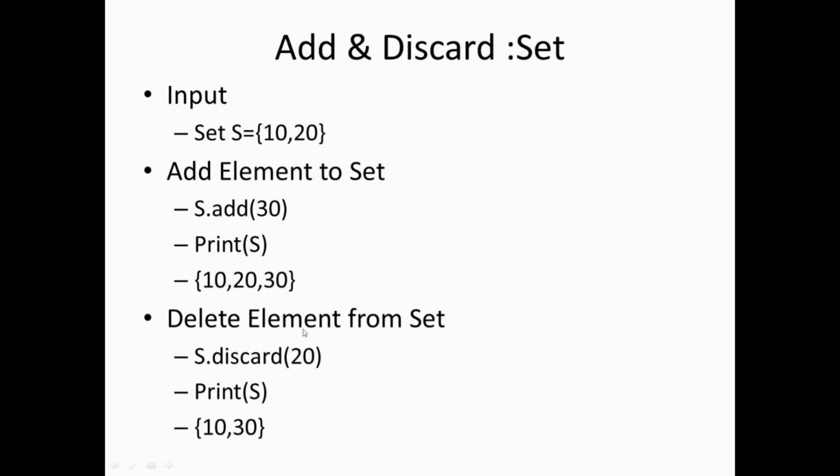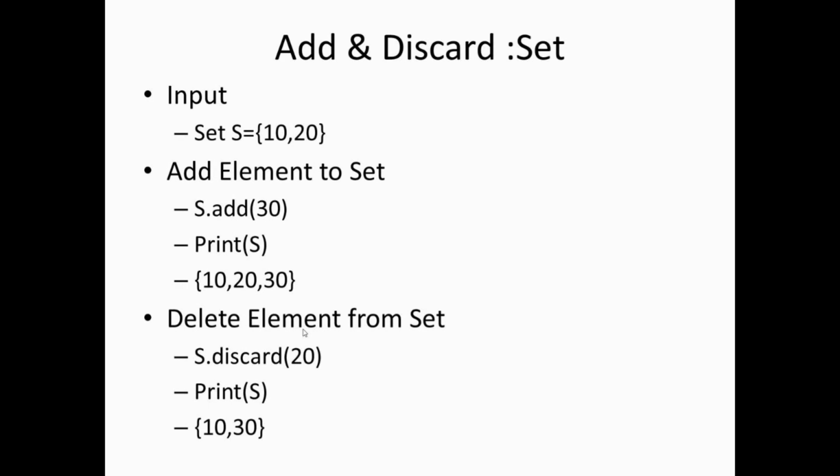We can delete an element from a set using a function called discard. So s.discard(20). That means I want to discard a particular element 20. Why do I have to give a particular element rather than a position? Any guess? Because here position is not important. There exists no position, because which element will be in which position, that scenario does not exist. So that's why we cannot do that.